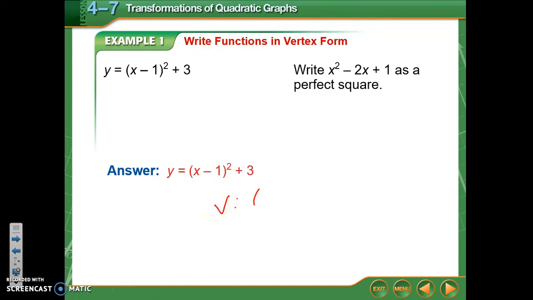So in this case, my vertex would be positive 1, positive 3. My axis of symmetry would be x equals 1, because that's the x-coordinate of my vertex. And notice that my a value here is 1. So this would be a parabola with a normal width that doesn't have any horizontal or vertical compression.